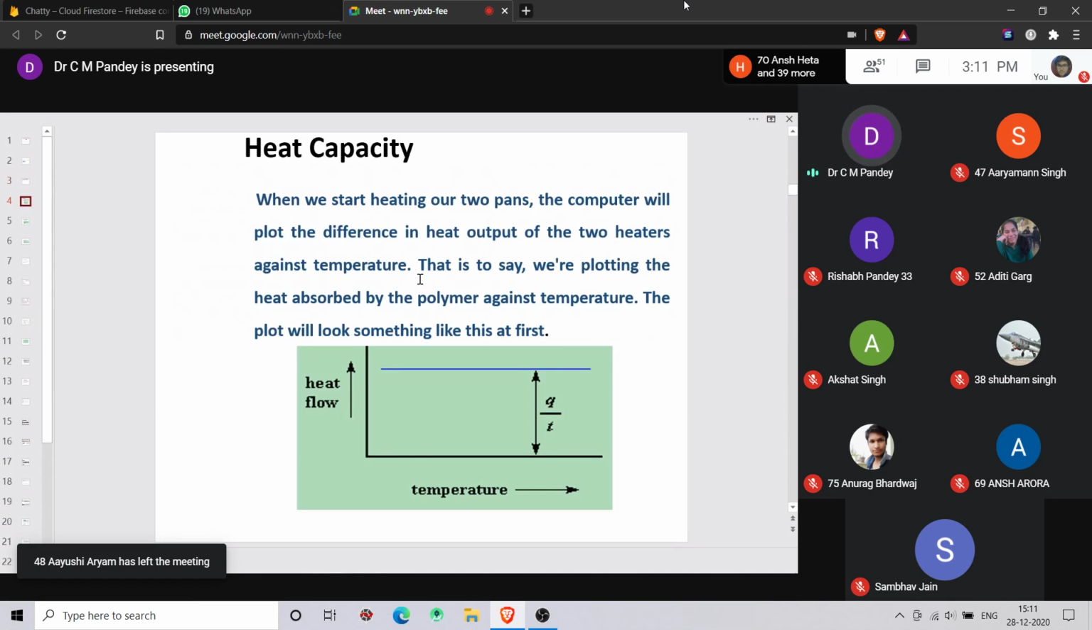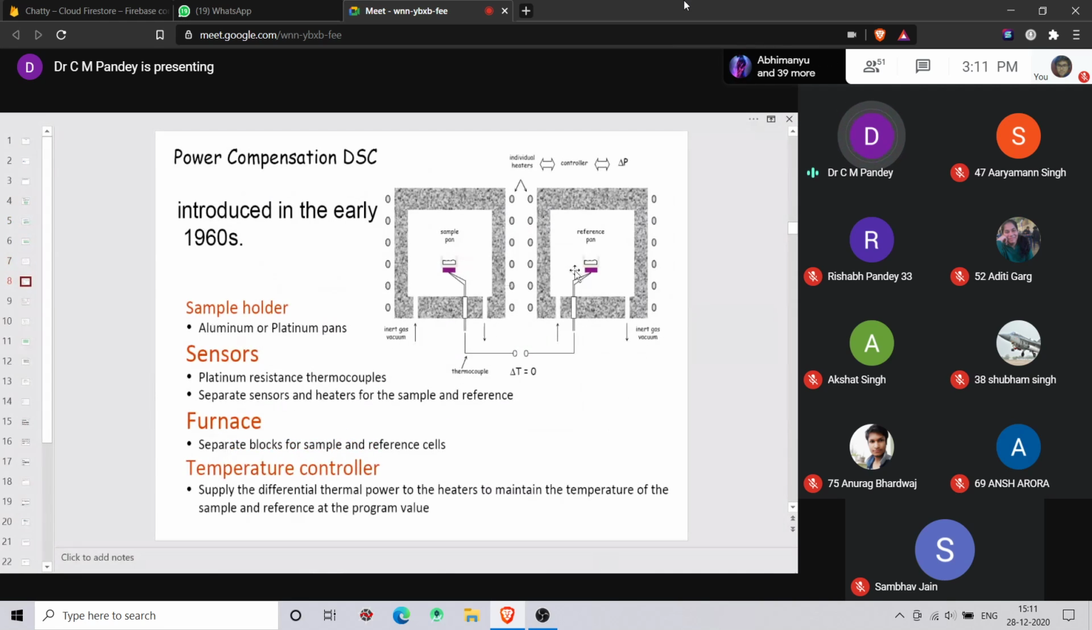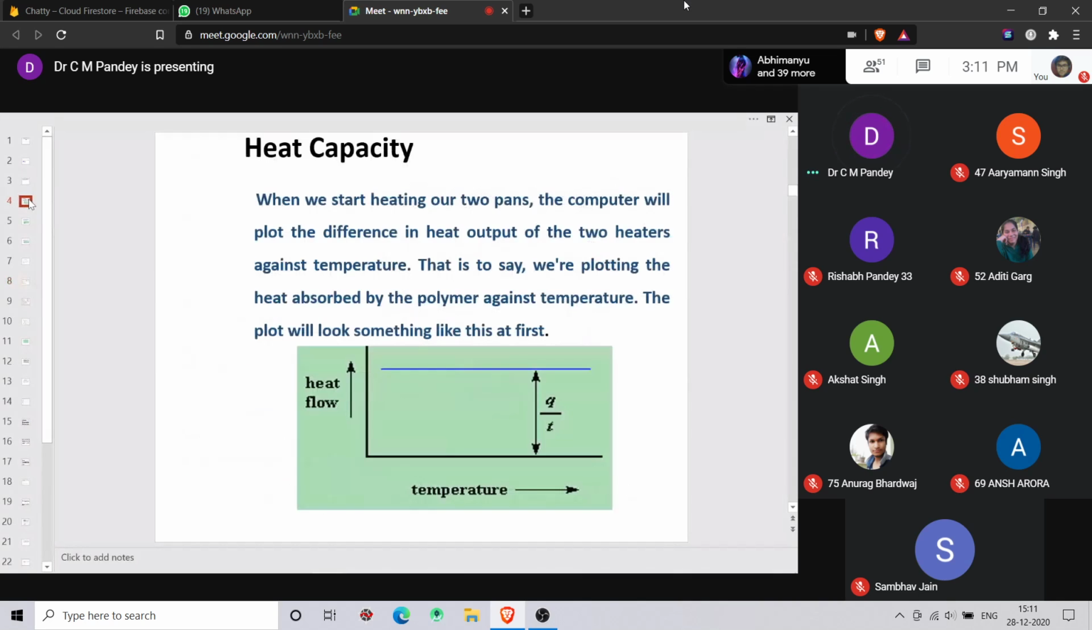Now, what is heat capacity? We are going to measure the heat capacity. So when we start heating our two pans, for example, you will see the instrumentation here. We will discuss the instrumentation. These are the two pans that we are going to start heating, right? One is the sample pan and the other is the reference pan. When we start heating our two pans, the computer will plot the difference in heat output of the two heaters against temperature. That is to say, we are plotting the heat absorbed by the polymer, if you are taking a sample as a polymer, against temperature.